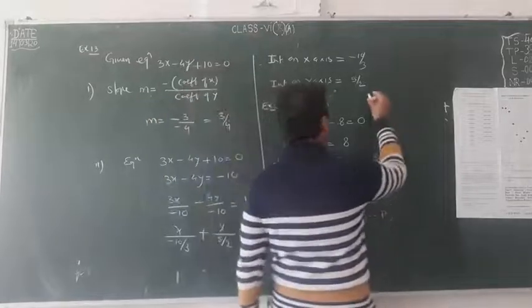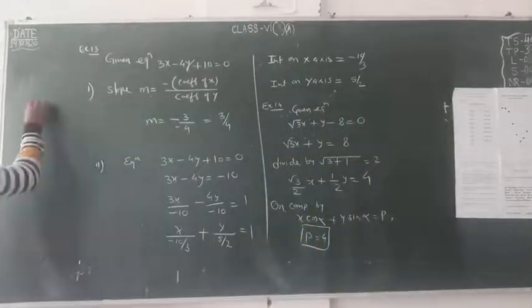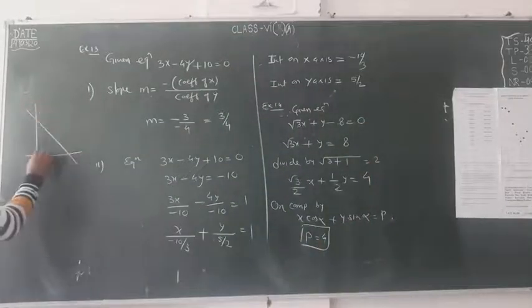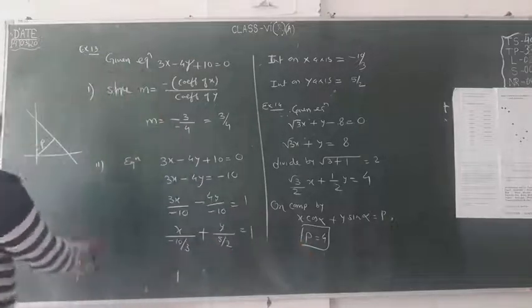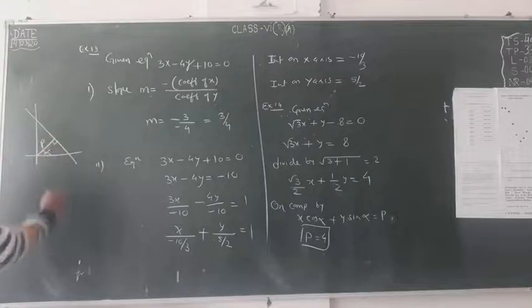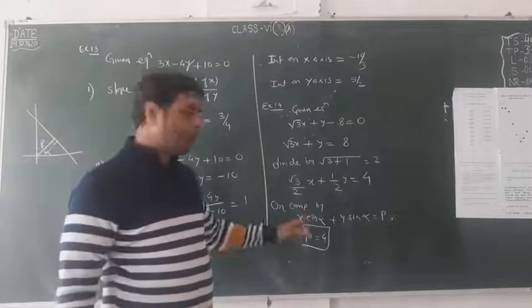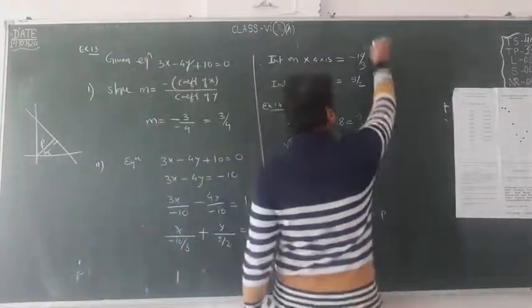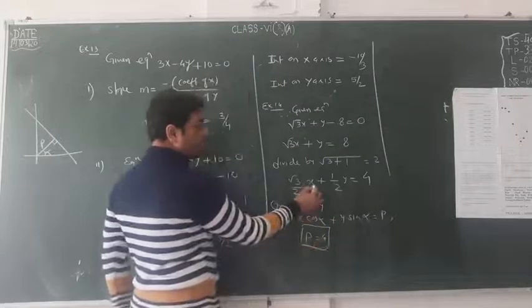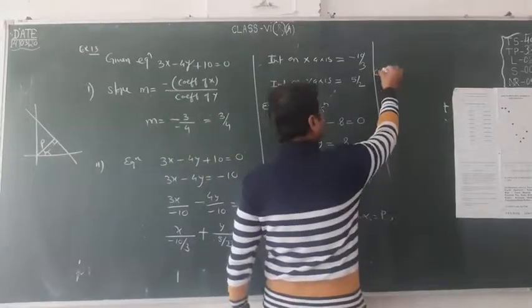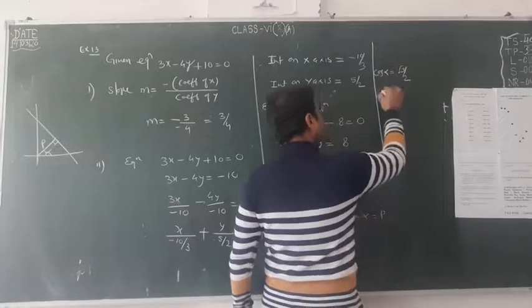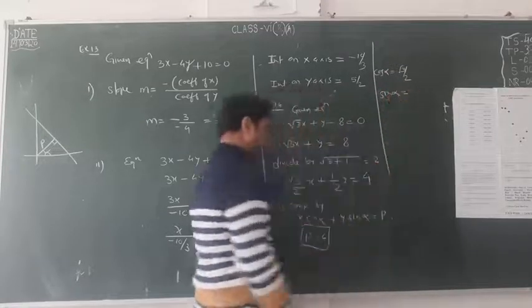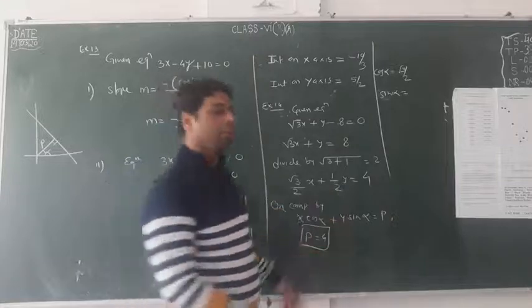Do you want to see the picture? The picture is just like that. This is your p. And this is alpha. This is 90 degrees and this is alpha. So alpha we have to find out. How can we find this? First of all, look at x cos alpha. So cos alpha is equal to root 3 by 2. And sin alpha is equal to 1 by 2.